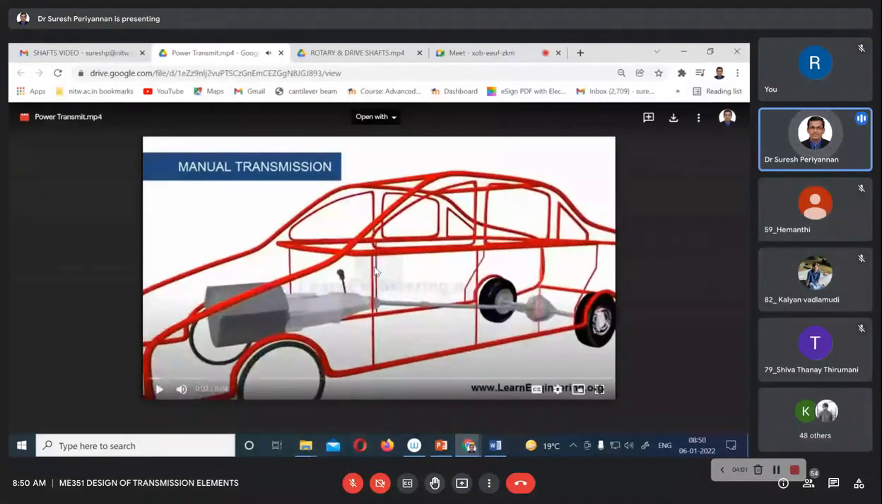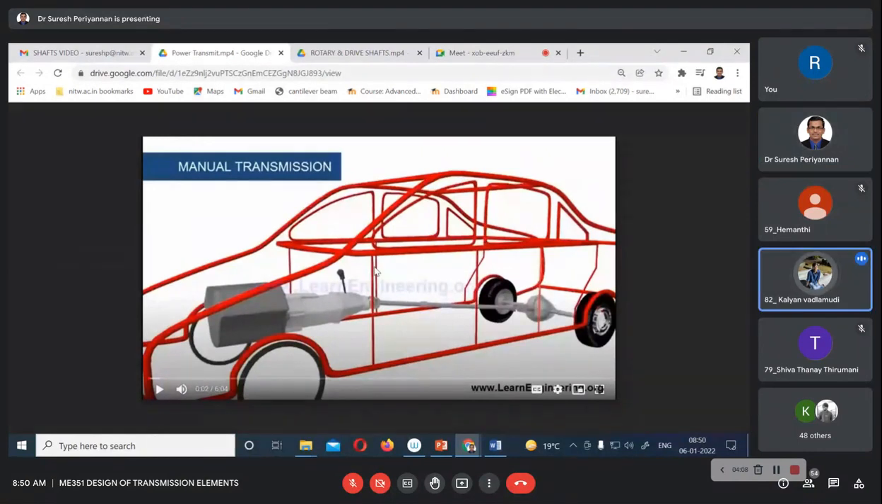Manual transmission. Are you able to see the video? Yeah, Kalyan? Yes, sir. Yes, sir.